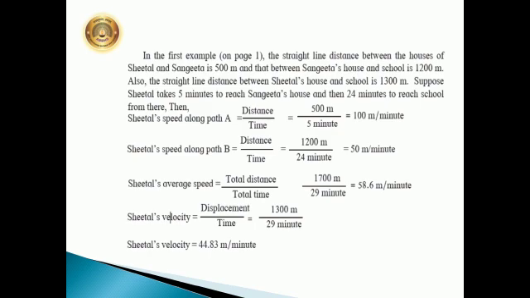Then Sheetal's speed along path A is equal to distance upon time. The answer is 100 meter per minute. Sheetal's speed along path B, distance upon time, is 50 meter per minute. And Sheetal's average speed, the answer is 58.6 meter per minute. Now using the formula velocity is equal to displacement upon time, we already have the displacement, that is 1300 meters upon 29 minutes. So our answer is 44.83 meter per minute.